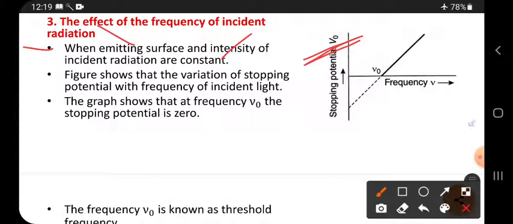The figure shows the variation of stopping potential with the frequency of incident radiation. In this figure, frequency is taken on the x-axis and stopping potential on the y-axis. The graph shows that at a frequency nu naught, the stopping potential is 0.